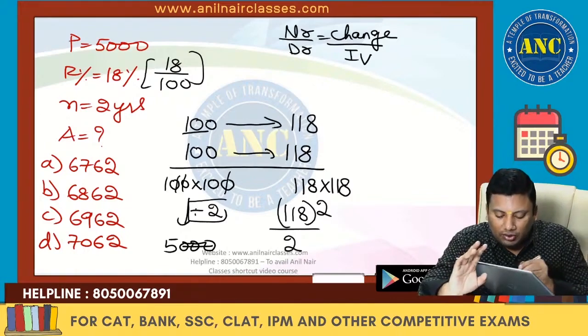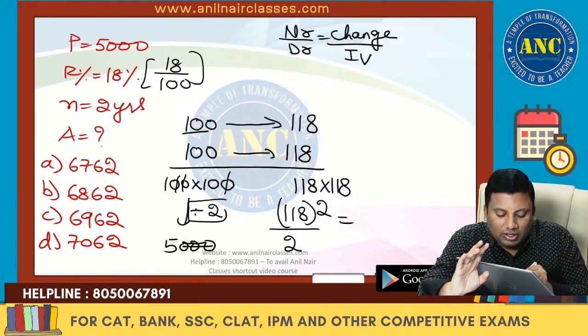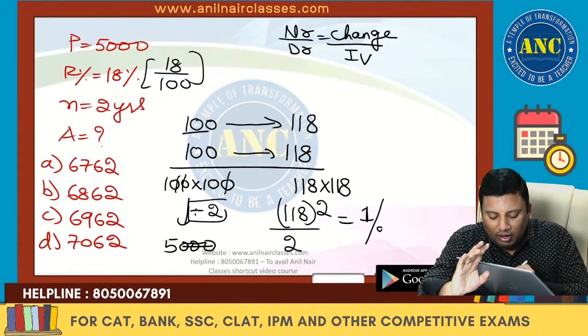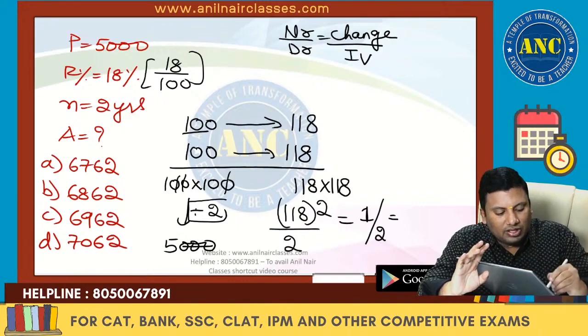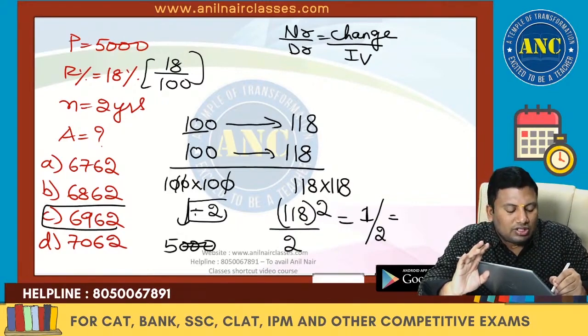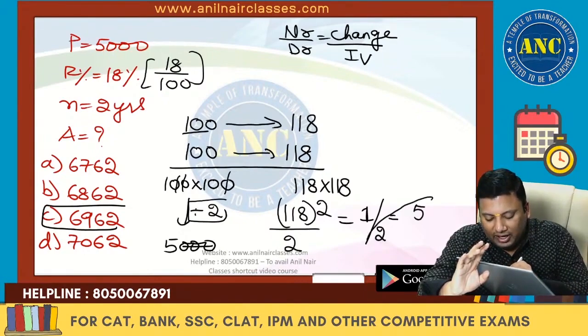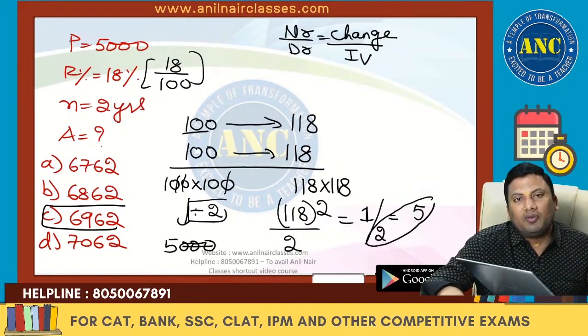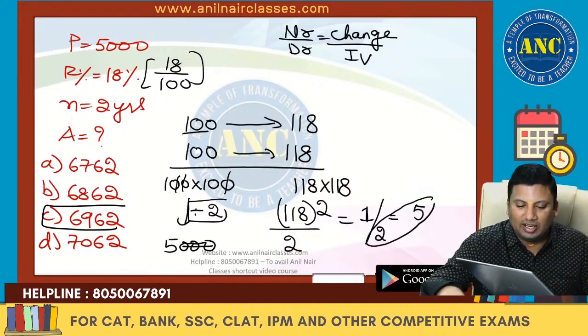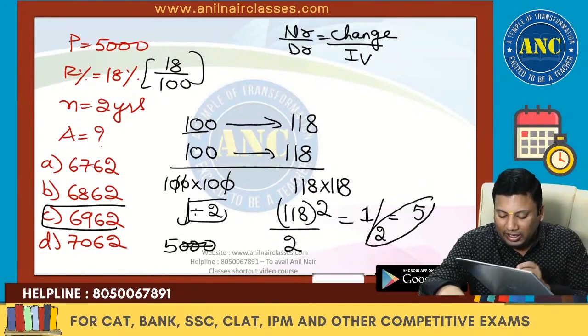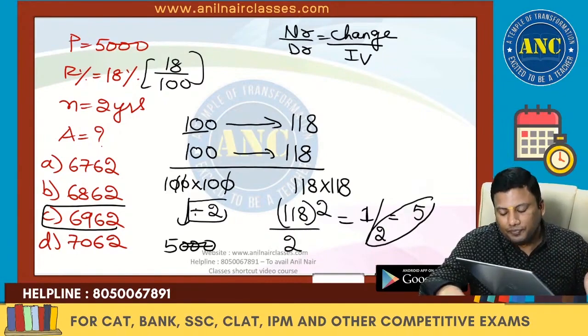Here also you can use a digital sum. 1 plus 1, 2, 2 plus 8, 10, 10 it is 1. 1 square is 1. 1 by 2 equivalent to. See here, 6962: 6 plus 9, 15, 21, 23. 2 plus 3, 5. If there is a division, convert the division into multiplication. 2 5s are 10. 10 digital sum is nothing but 1.